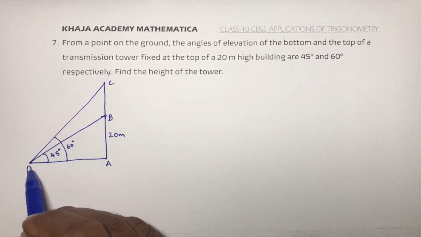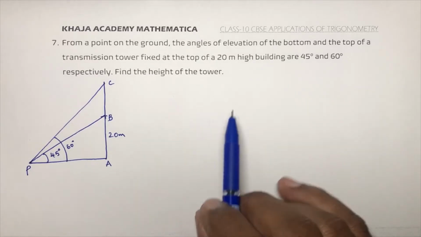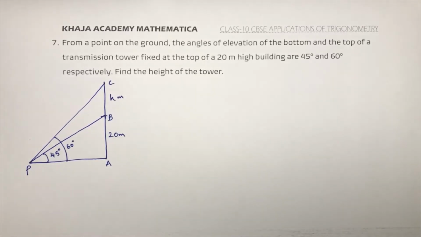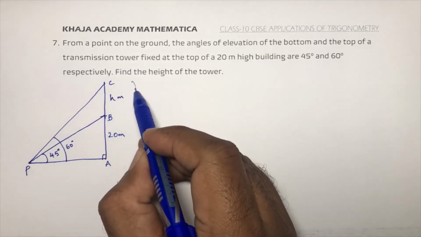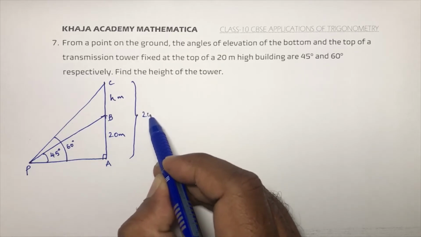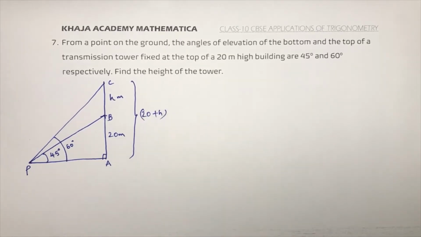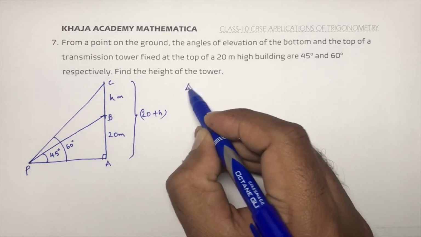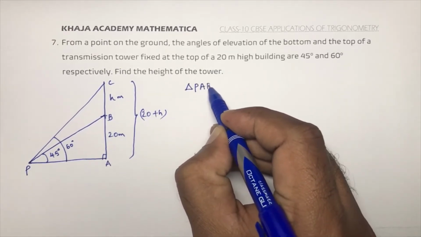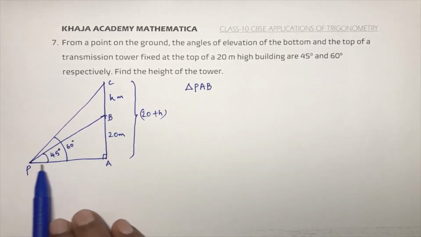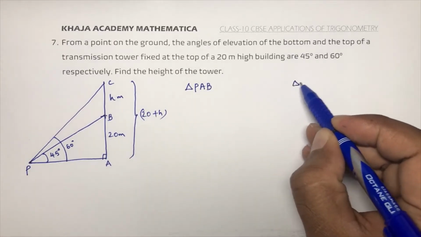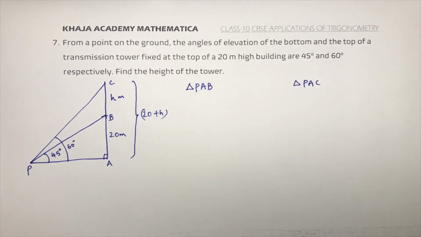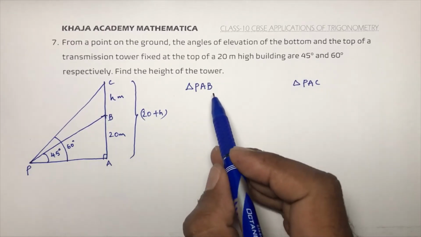So here we will take P. We need to find the height of the tower. So I need to find BC, which I will consider as h meters. Now total AC will be 20 plus h. Fine. Now here it's very clear. I'll take triangle PAB and triangle PAC. PAB and PAC.